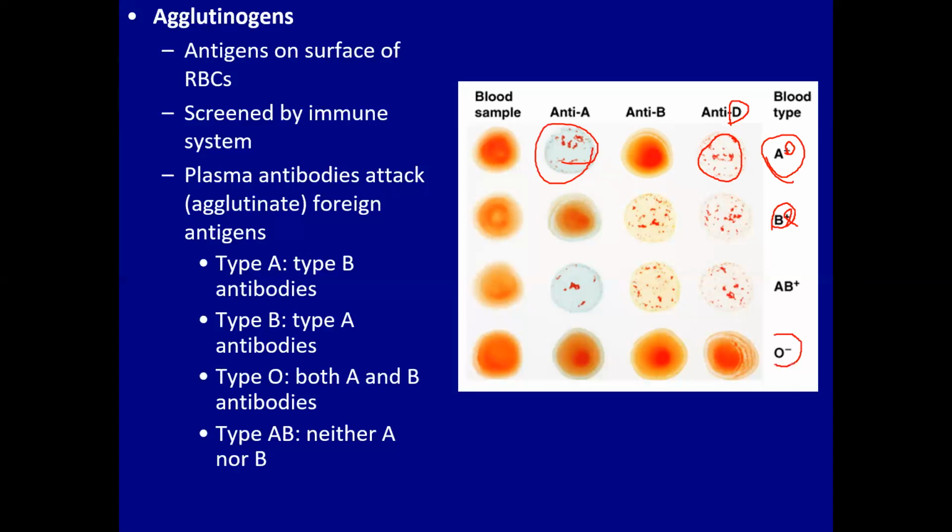But here we have O negative. So O negative, it does not have the D antigen, so there's no agglutination reaction here. It does not have any antigens on the outside, so it can be exposed to anti-B antibodies and anti-A antibodies, and there's going to be no reaction.